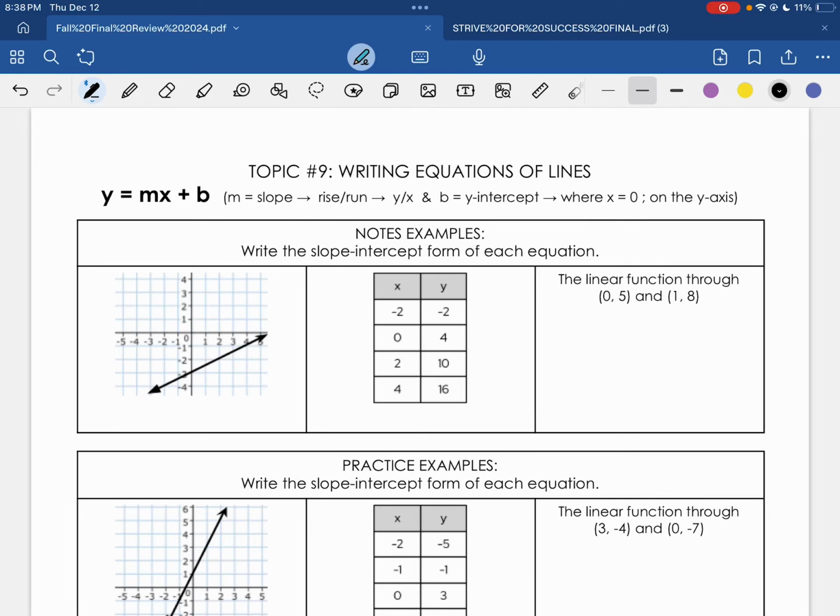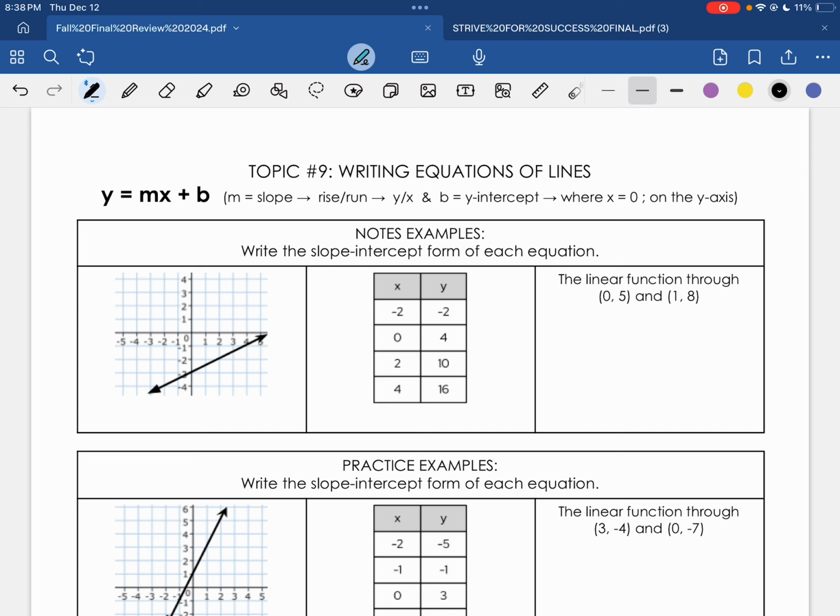Algebra 1 final review. Topic 9 is writing equations of lines in y equals mx plus b form, where m is the slope and b is the y-intercept. We're going to do this from a graph, from a table, and from 2 points.